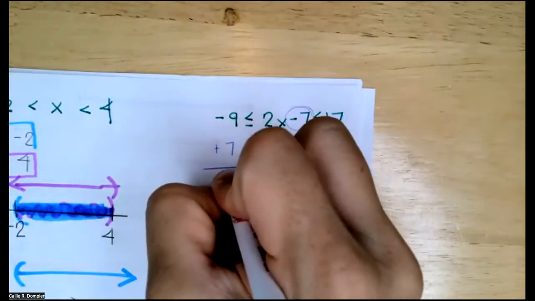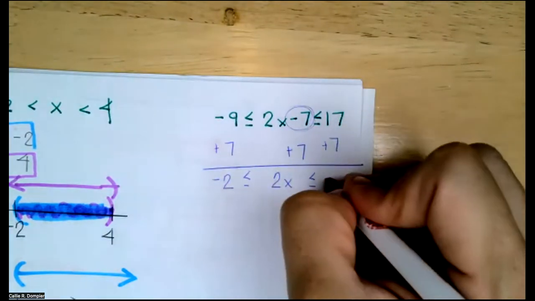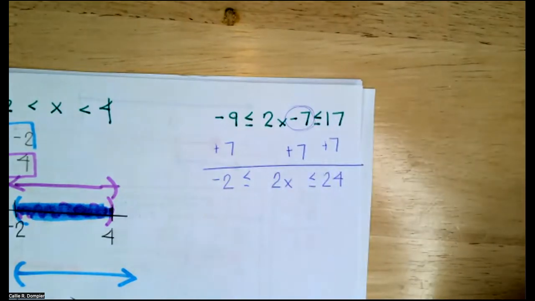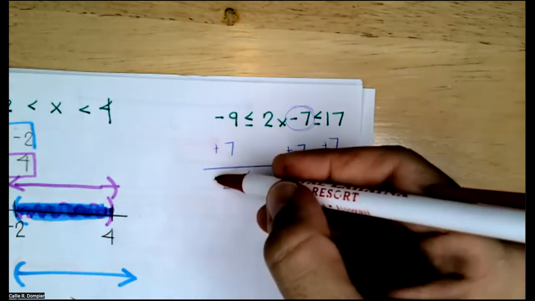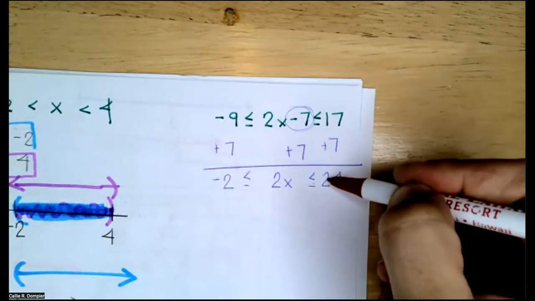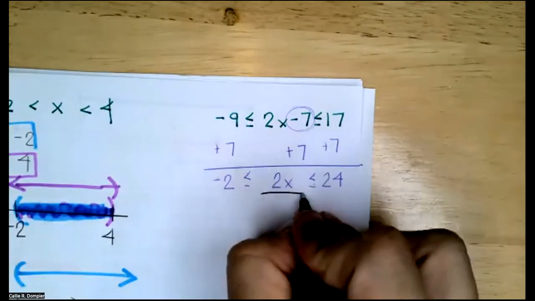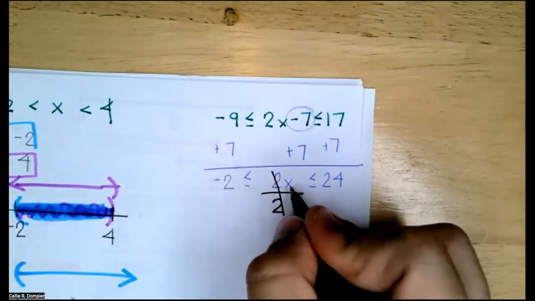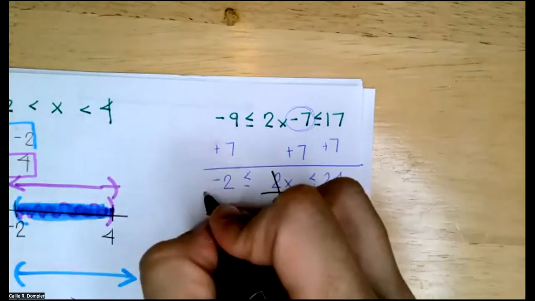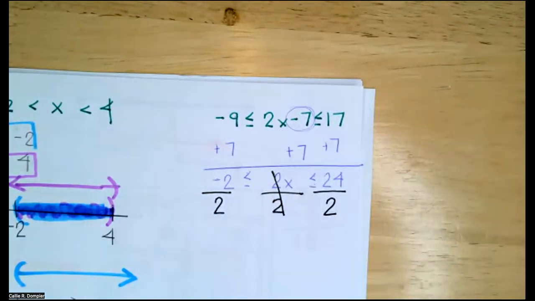-9 plus 7 is a -2. There's now just a 2x in the middle. 17 plus 7 is 24 because 7 plus 7 is 14. All right, now I have -2 is less than or equal to 2x, which is less than or equal to 24. Good. Now I'm going to divide everything by 2. If I divide by 2 here, I have x alone. That's what I want, is x alone in the middle. So if I divide it by 2 on this side, I need to divide by a +2 over here, divide by a +2 over here, okay?